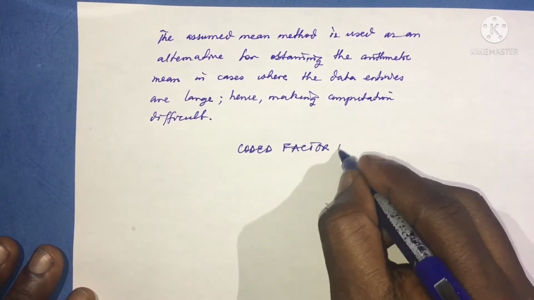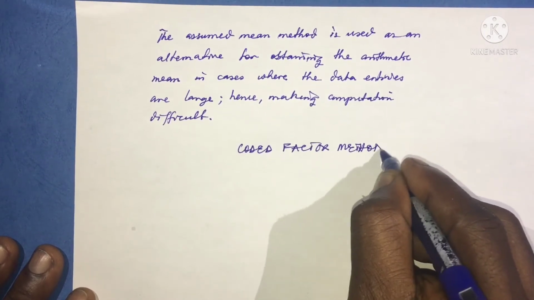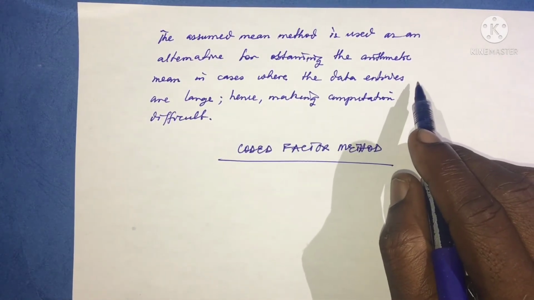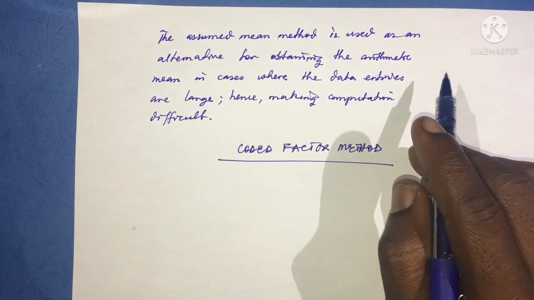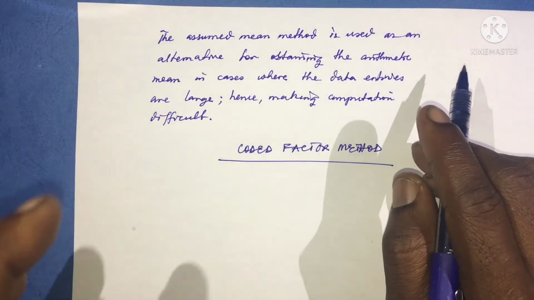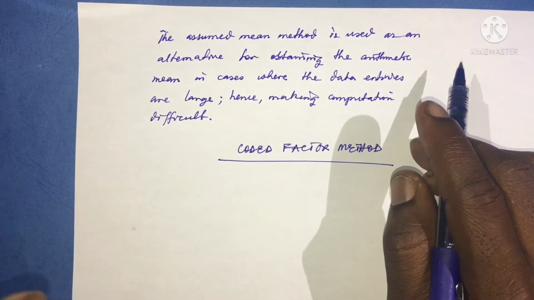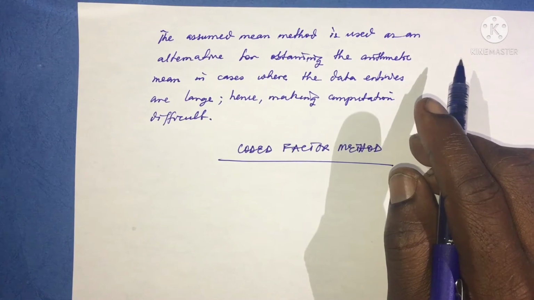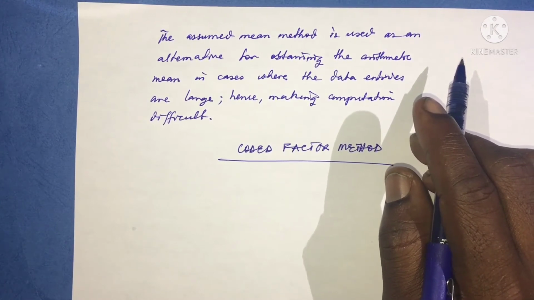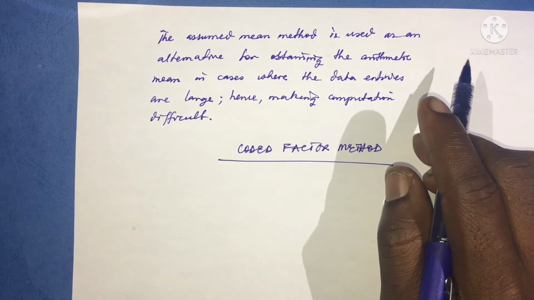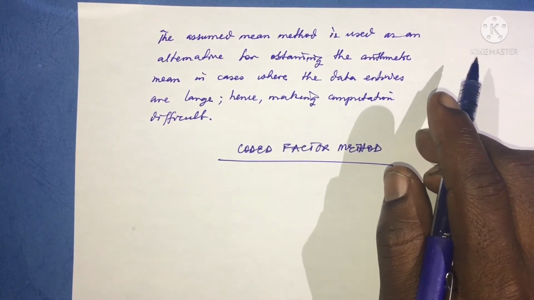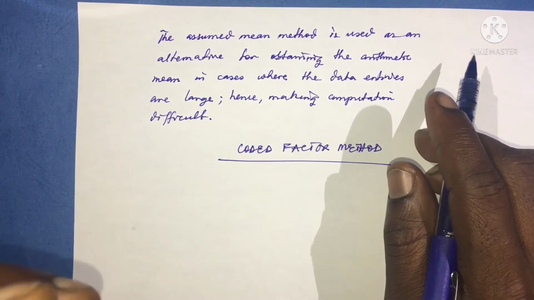The coded factor method. Okay, so the question is this: what prompts the coded factor method is, now that we have said this about the assumed mean, that is, it is useful when the data entries are large and you want them reduced so as to make computation that was difficult when they were large become less difficult when they are now reduced. What happens if after that reduction the data entries are still large?